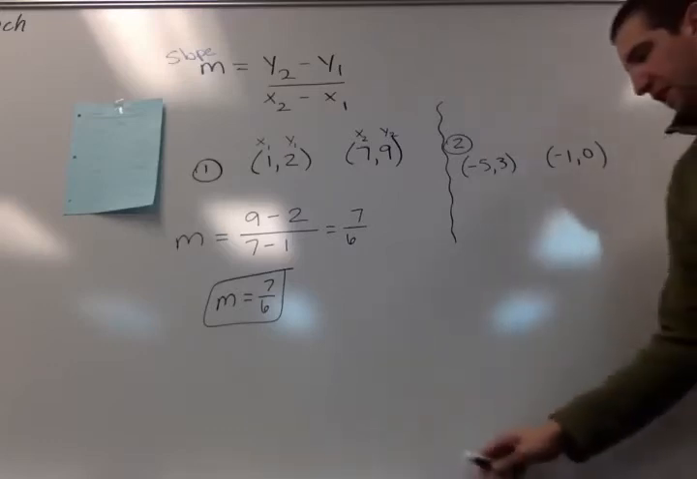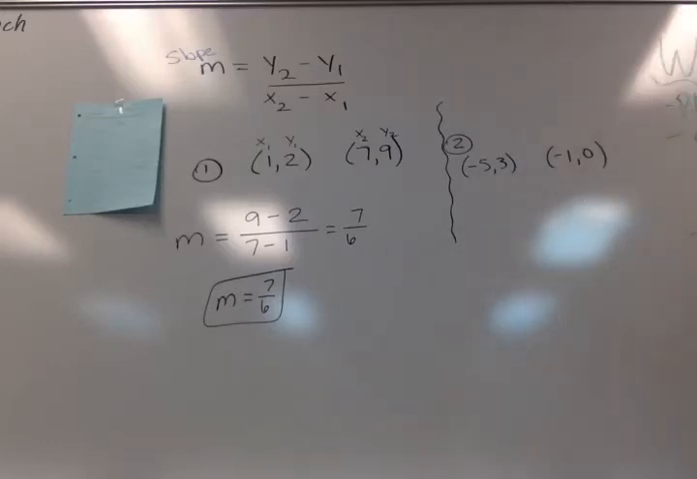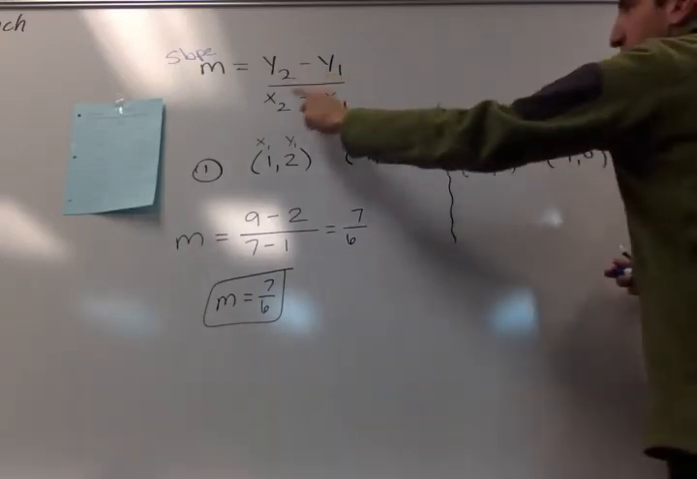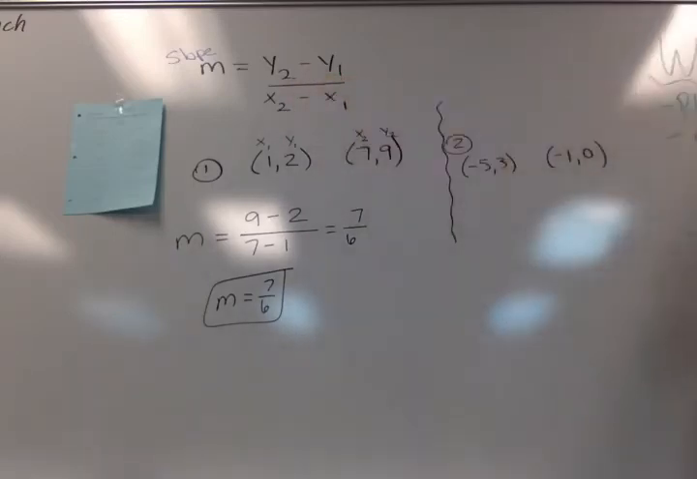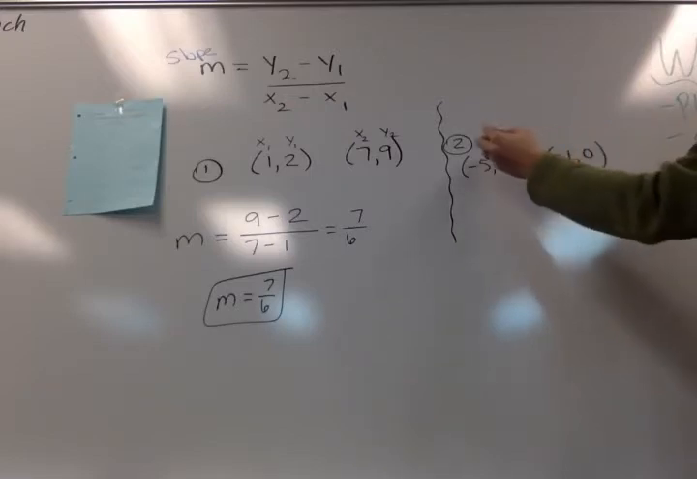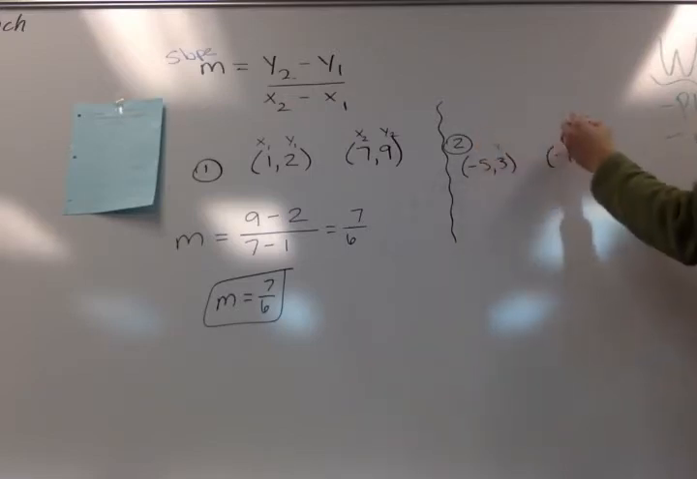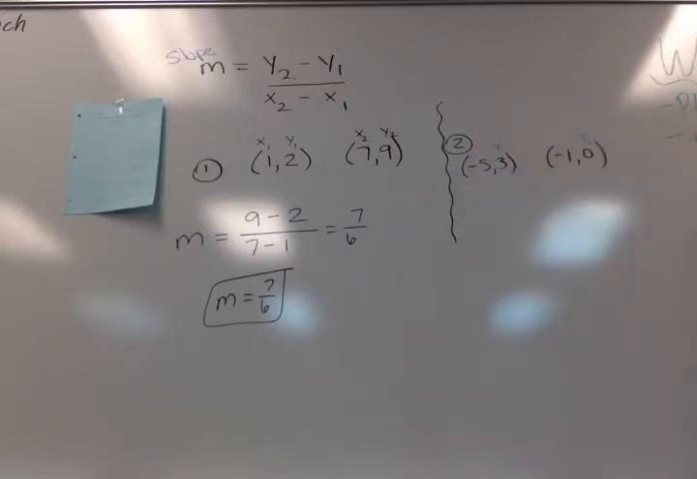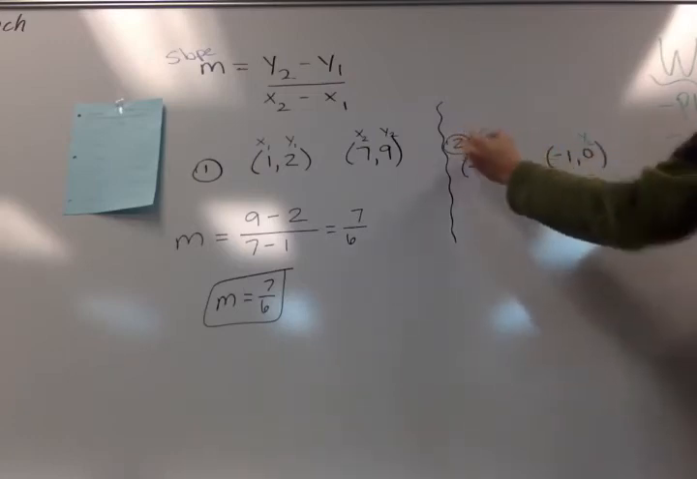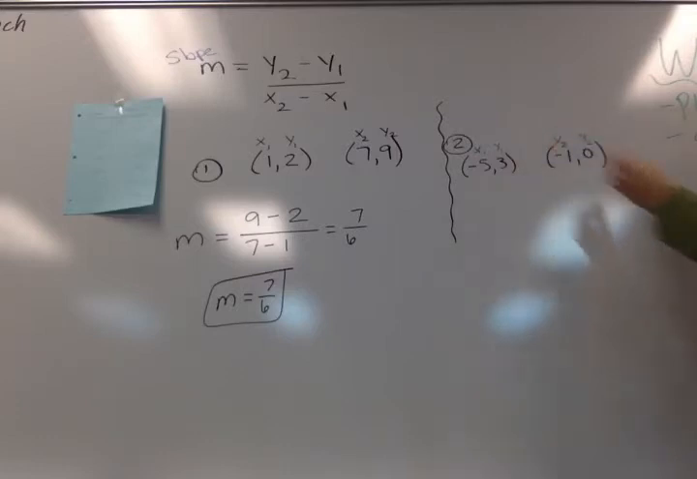Let me try using some colors to kind of code these together. Again, you want to group your y's together because your formula is y2 minus y1 over x2 minus x1. So let's group the y's together. We could call this y1 and y2. Those are our y coordinates. We'll put the x coordinates in blue, x1 and x2.